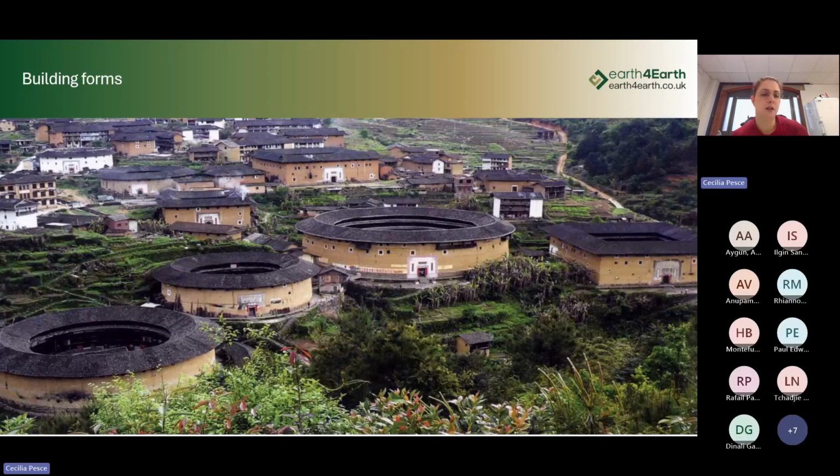And this is from an external point of view. So there are these agglomerations of Tulous with both round and square plan, and they would provide housing for many people. And because of their shape, they would foster a sense of community. So it would be good even from a social point of view for the local people, actually.